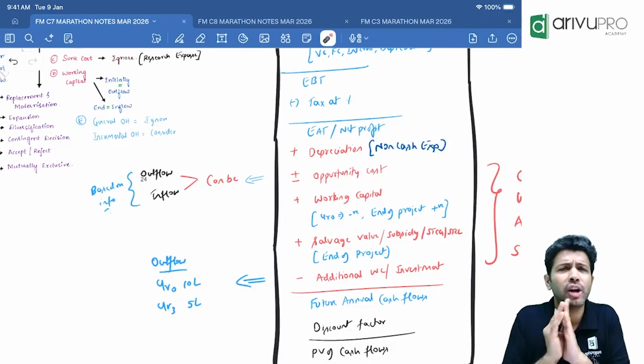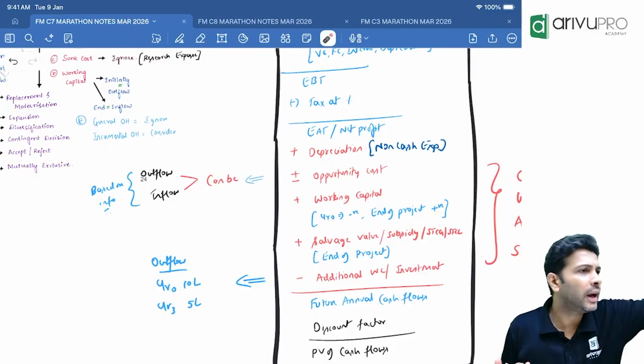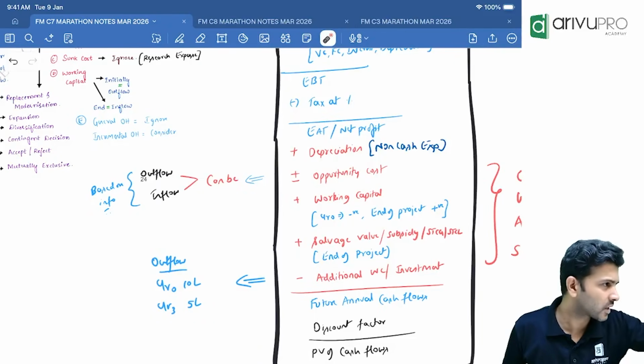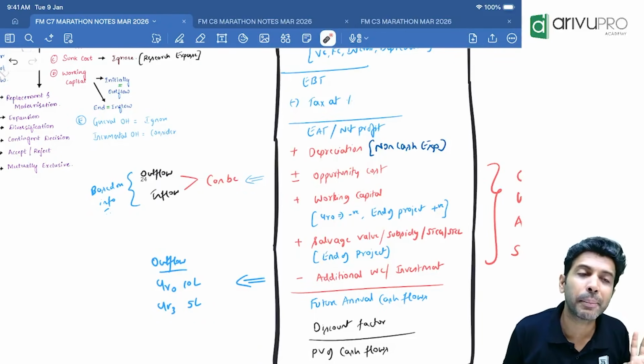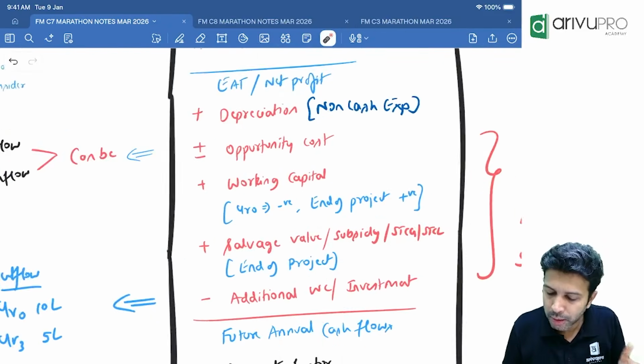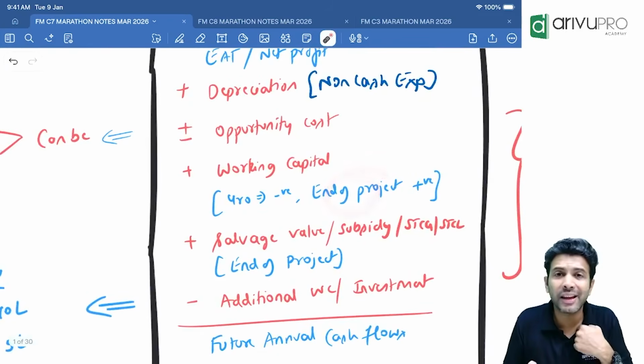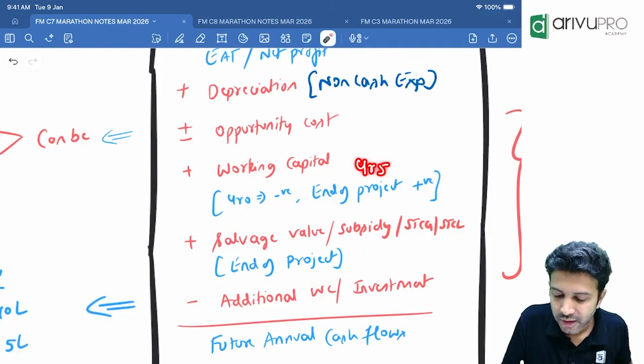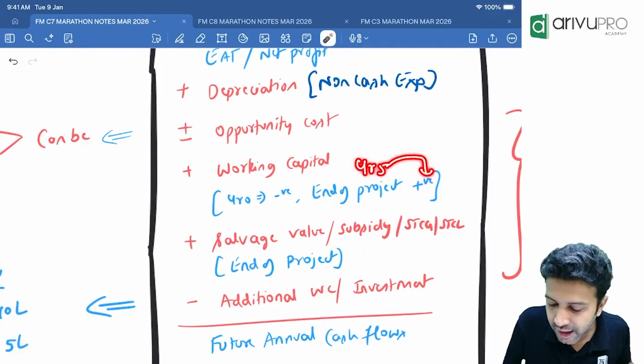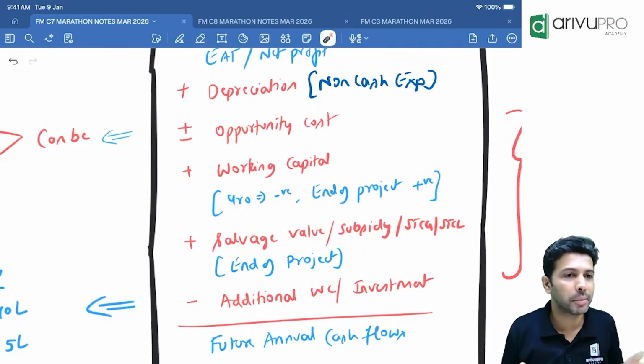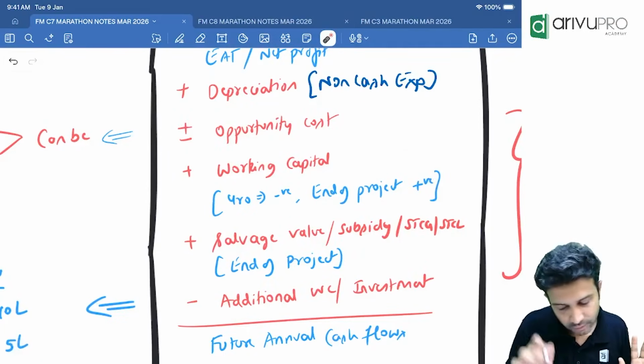Hence, in FM, we make a normal assumption. What is that? At the end of the project, we will recover. This is just a convention, but actual recovery can happen any year. But for our problems, we do it at the end of the project. In my example, what is the life of the project? 5 years. That means in year 5, working capital you will take as a positive because you are recovering this. Done now. That's your W.